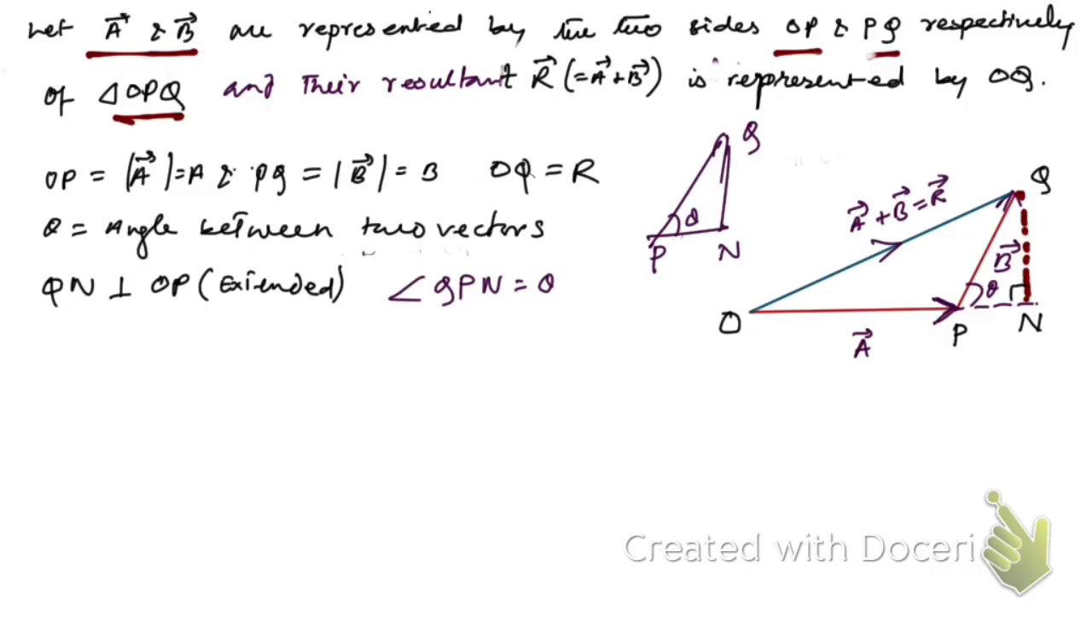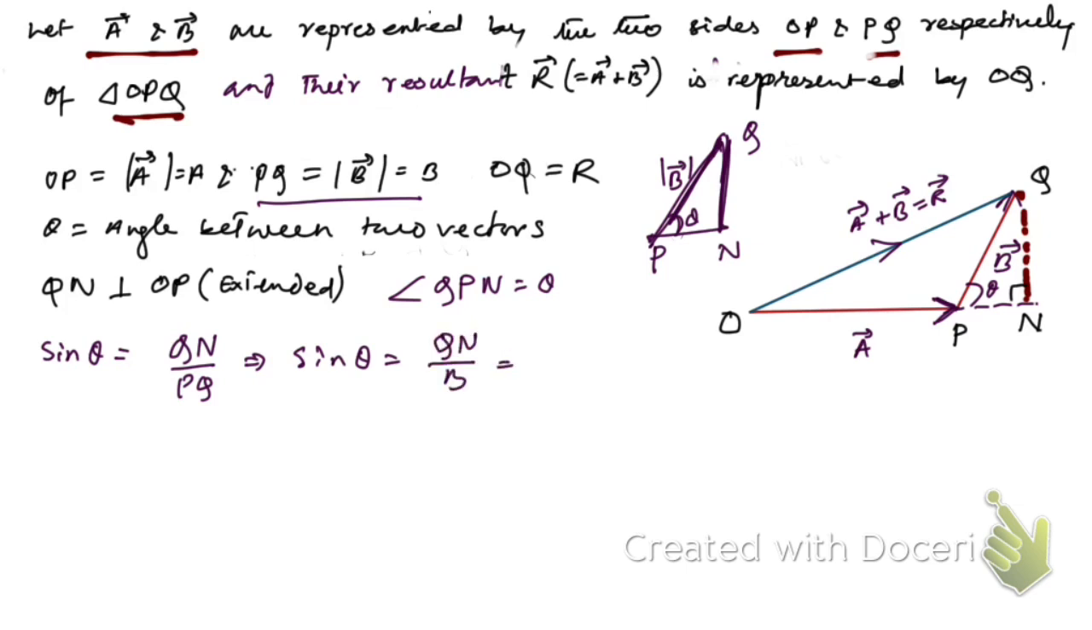From here, sine theta will be equal to perpendicular by hypotenuse, that is QN by PQ. PQ is nothing but the magnitude of B, so simply you can write B. So sine theta is equal to QN by B, which implies QN is equal to B sine theta, right?